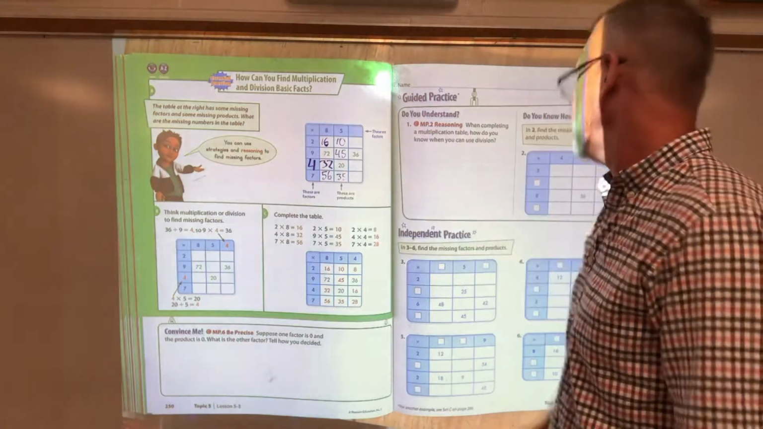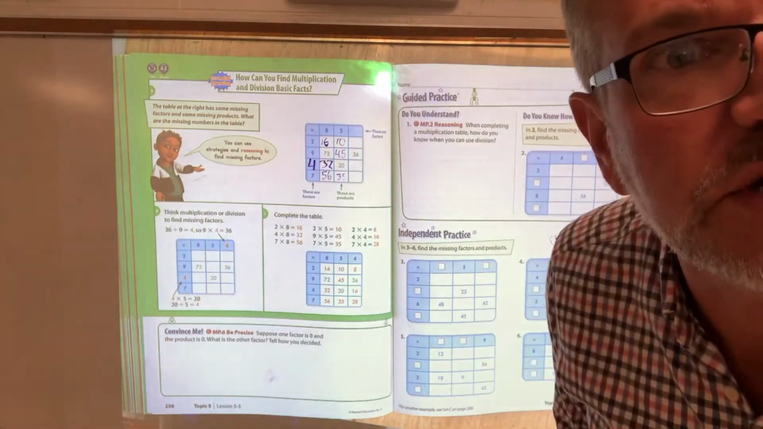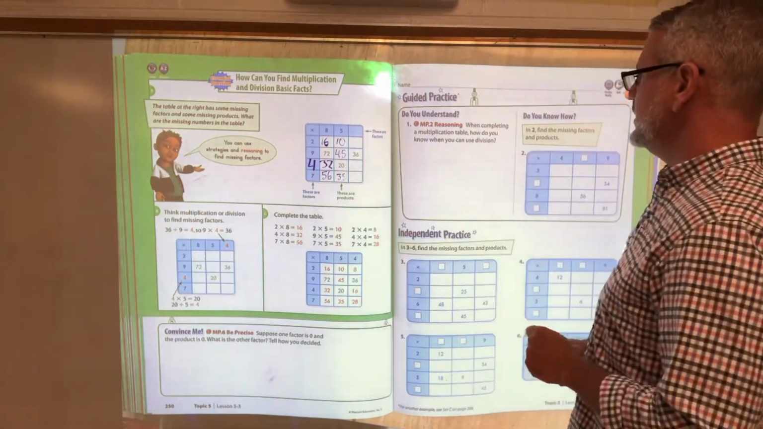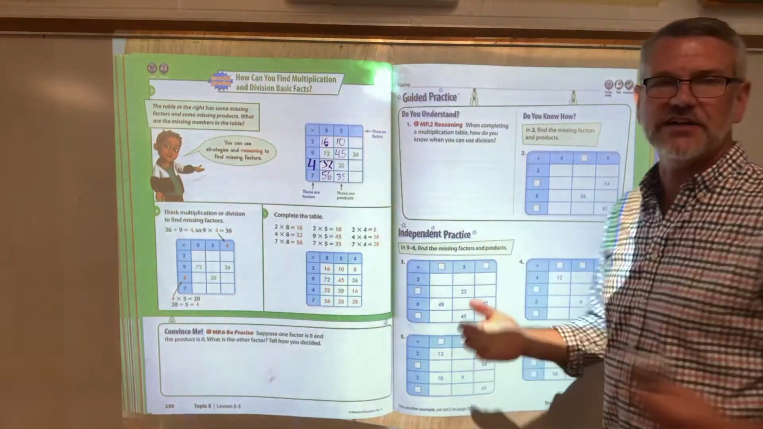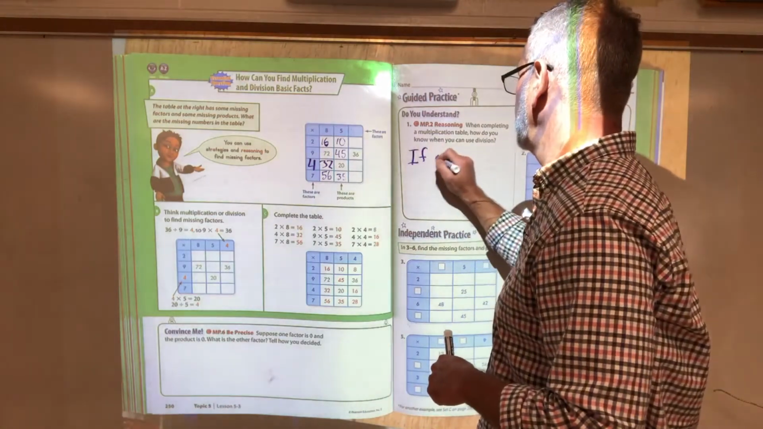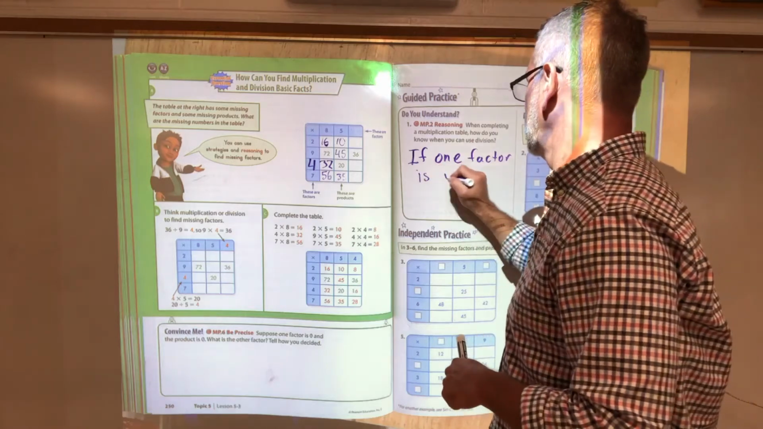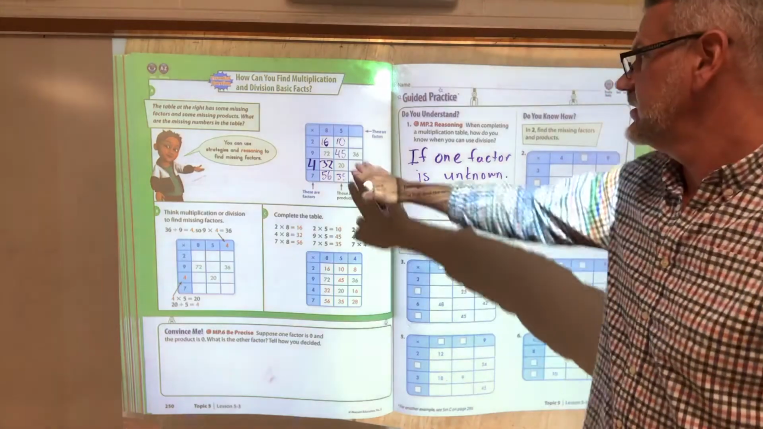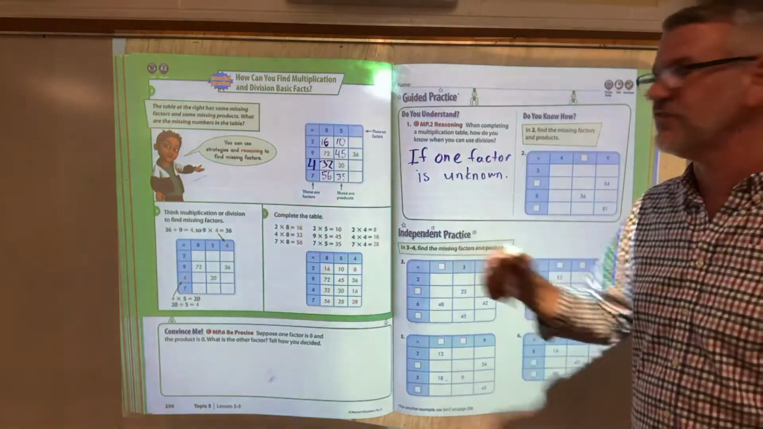Let's just jump right over here to the Do You Understand? When completing a multiplication table, how do you know when you can use division? Well, if one of the factors is missing, you've got to use division. So let's say one factor is unknown. If you know the product but you don't know one of the factors like we did here, you can use division to figure that out.